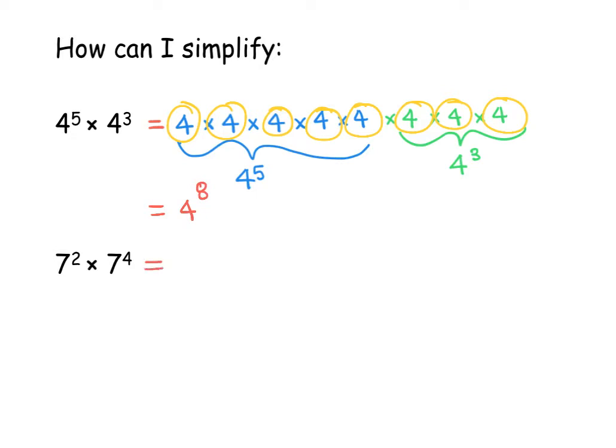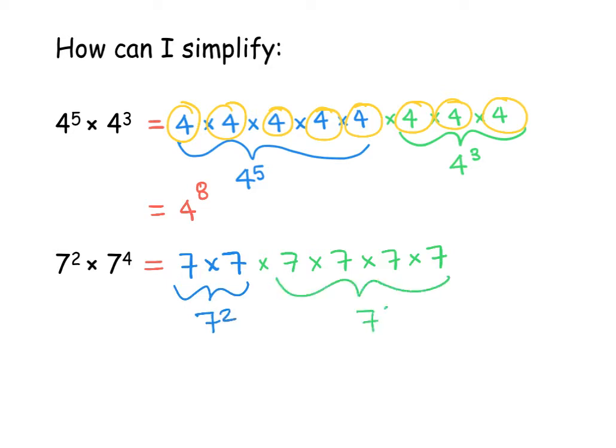Okay? So let's look at example 2. Example 2 is 7 squared times 7 to the power of 4. So again, 7 squared means 7 times 7. And 7 to the power of 4 means I'm going to multiply that by 7 times 7 times 7 times 7. So again, notice that this here is 7 to the power of 2, and here we've got 7 to the power of 4. If we want to simplify that, we're just going to need to count up the number of 7s that we have. So here we've got 1, 2, 3, 4, 5, 6. So this is going to give us 7 to the power of 6.